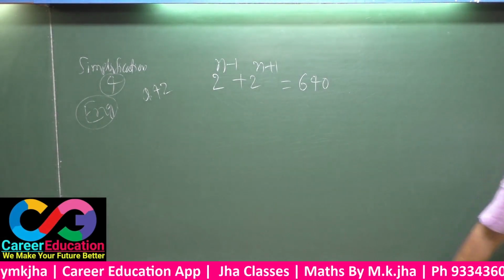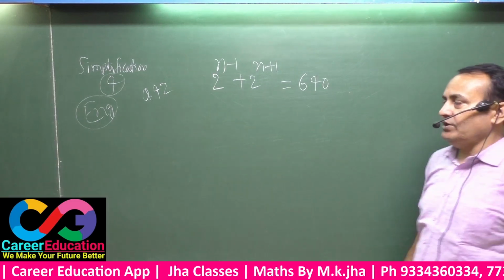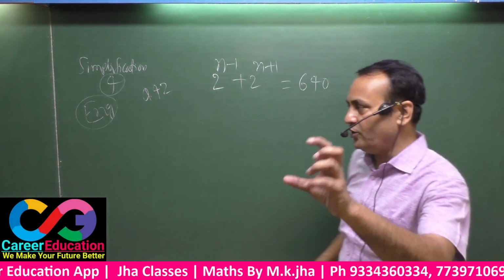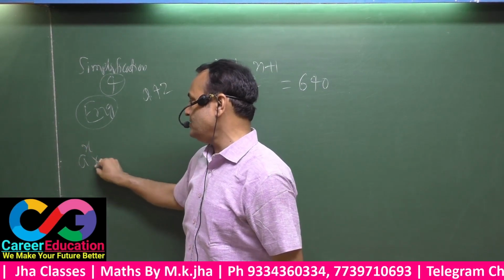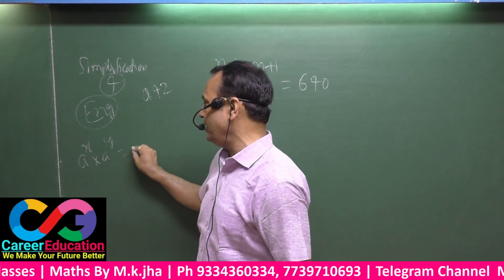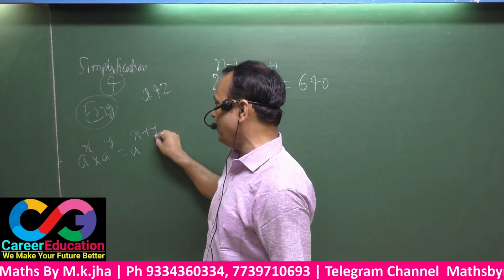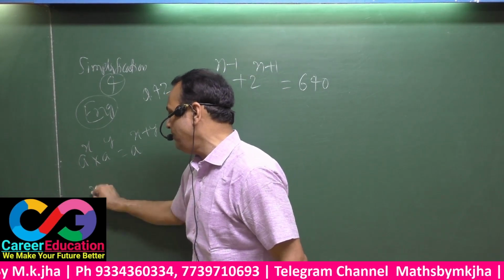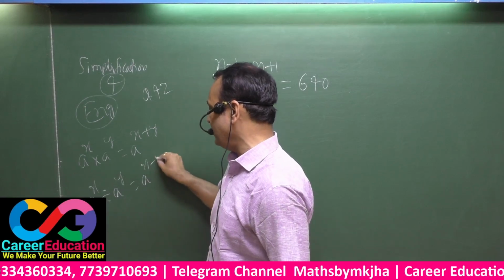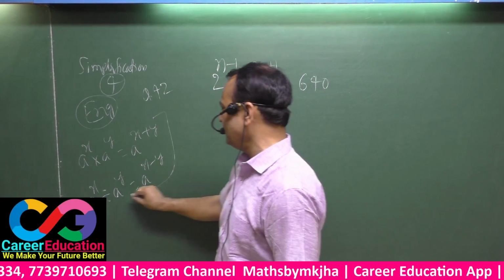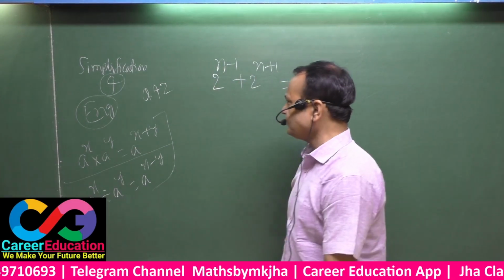See here, for this situation, you have to remember this formula. You have to take the help of this formula. That means if a to the power x into a to the power y be there, certainly the result will be a power x plus y. And if a power x divided by a power y, the result will be a power x minus y. See here, these are two formulas.